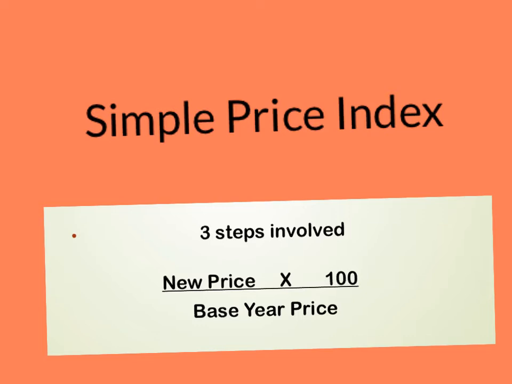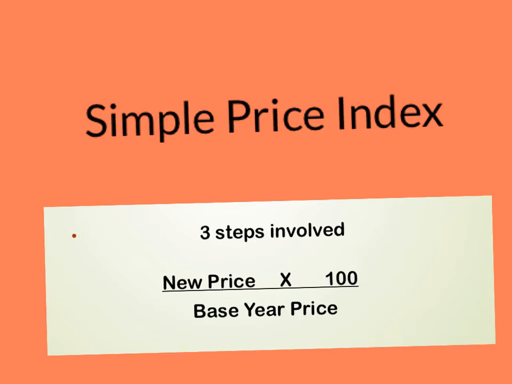Simple price index, we know there's 3 steps involved. So they decide what the base year is going to be, and then from that they check the prices of the base year and they use that as their base year price. The government, or CSO, then look at every year the new price of that good or service, and then they just multiply it by 100, and that's the really simple price index.